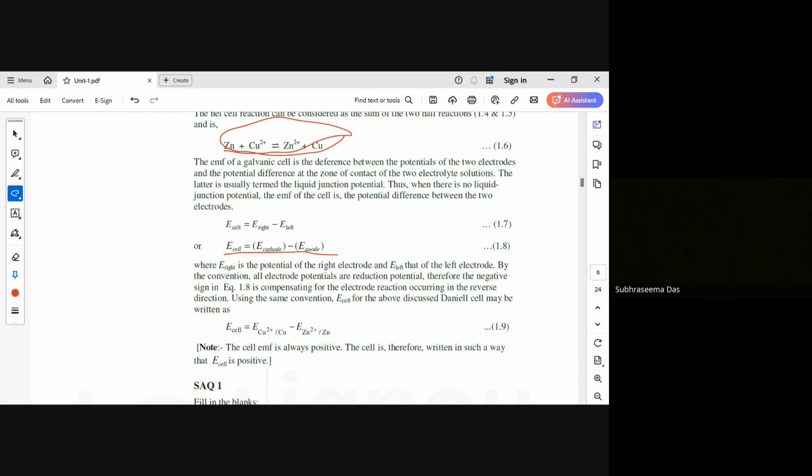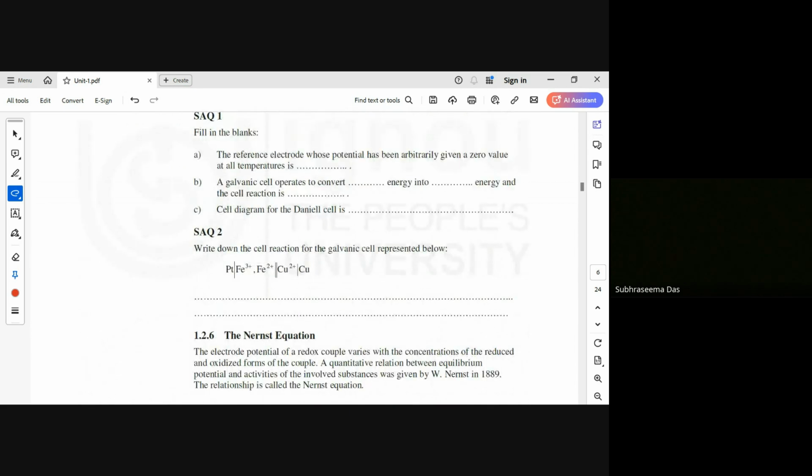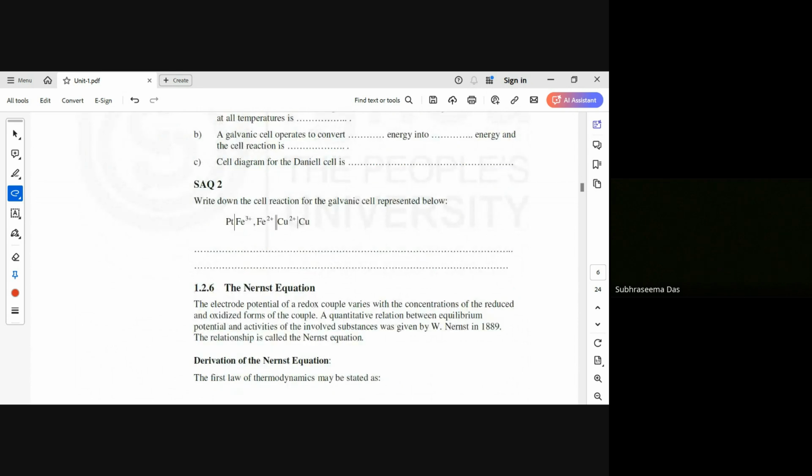Using this convention, the E cell for the Daniell cell may be written as E cell = E Cu2+/Cu minus E Zn2+/Zn. The EMF of a cell is always positive. That is why it is written that E cell is positive. So this is a basic introduction to the representation of the electrochemical cell, the half reactions of both the cells, and the electrode potential of the total electrochemical cell.